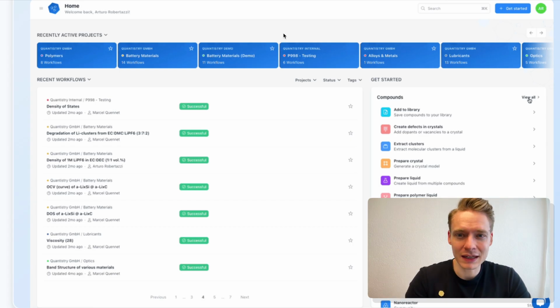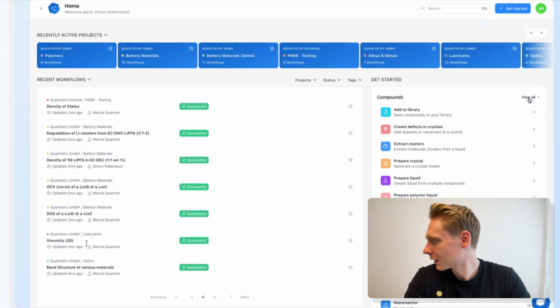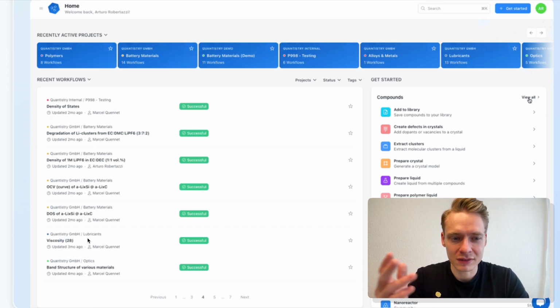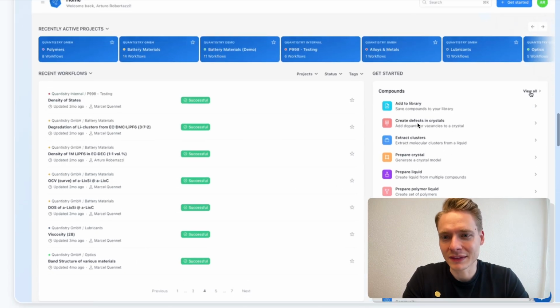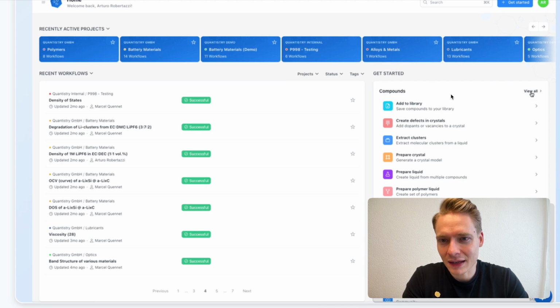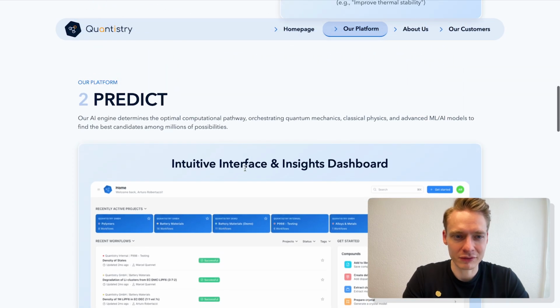And these are then kind of condensed into these workflows. So the workflow is, I guess, what is being executed on the cluster then, like, for example, a density of states calculation, a viscosity calculation, and whatever you might need in that regard. And then there is here a getting started section where I guess you can see tutorials and how to actually run something on the platform.